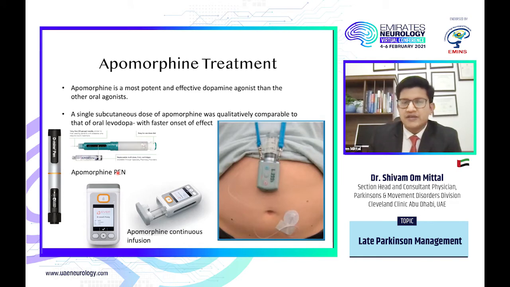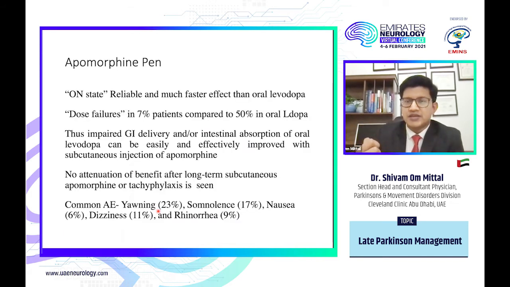And apomorphine can be given by an injection, like a subcutaneous needle, like an insulin needle. It can be also given as a continuous subcutaneous infusion, which is called the apomorphine pump or Apogo pump or D-Mind pump. There are two companies which make it, or maybe there are more companies. And the way the apomorphine pen works, it works very quickly. The absorption is much faster. It's more reliable. And the side effects are mostly yawning, sleepiness, nausea is a very common side effect with apomorphine.